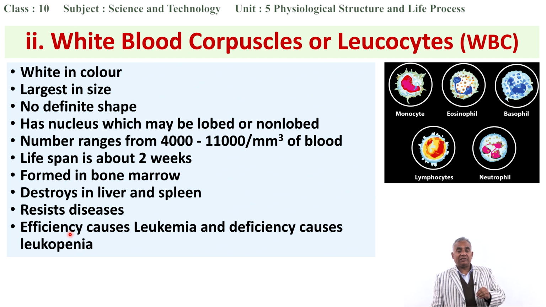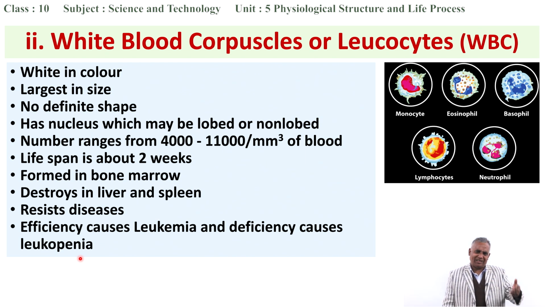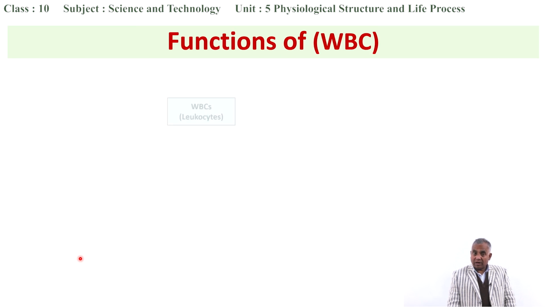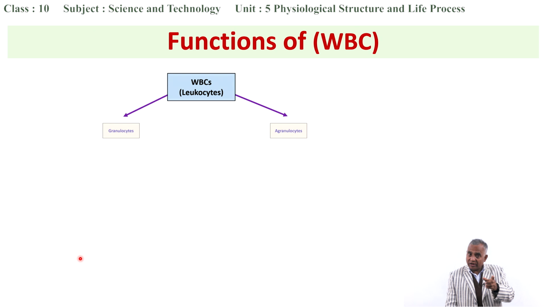If its number is increased for a long time, that is leukemia. Leukemia is blood cancer. And its deficiency causes leukopenia. Leukopenia is less immunity of the patient. That means the person has less immunity power and frequently becomes sick. That is about white blood corpuscles. Now you have to see its types and functions.